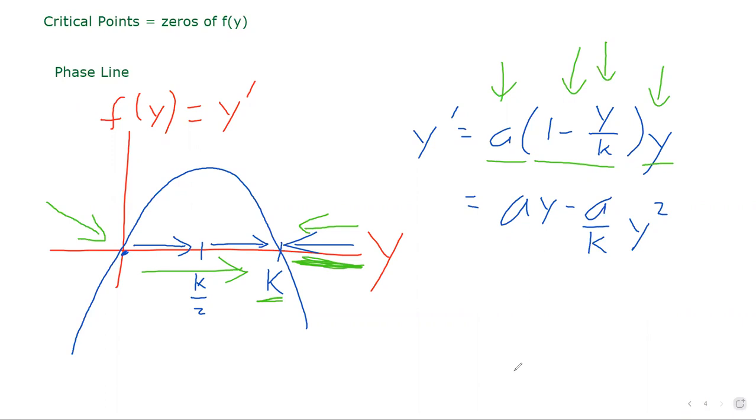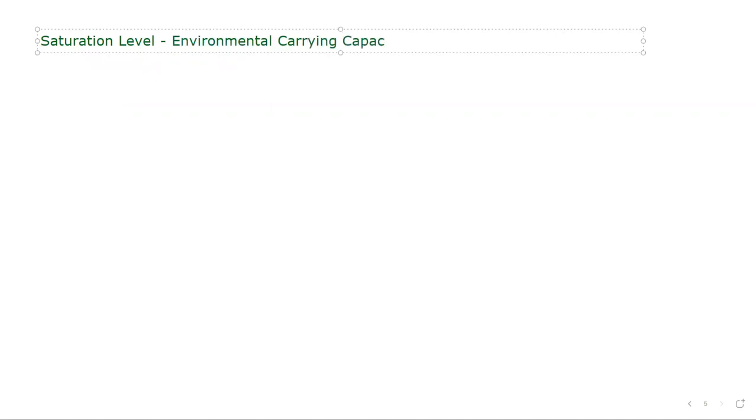So another thing we want to look at is called saturation level. And another way we can think of this is your environmental capacity, or the upper bound of your population. So what is the largest amount of population that a region can sustain?